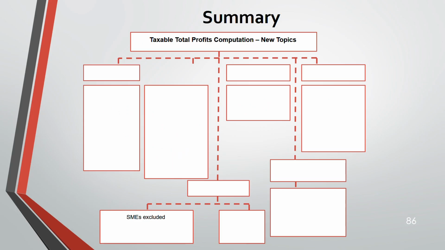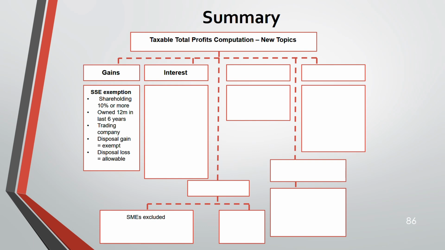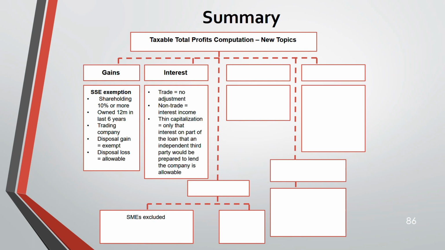Now, the summary of this lecture. TTP computation, the gains; the new thing is the SSE exemption. That is, if you have a shareholding of 10% or more, owned for 12 months in the last 6 years, and it's a trading company, the disposal gain is exempt. Disposal loss is allowable. Interest: if trade, no adjustment, and if it's non-trade, it's interest income. And thin capitalization: only the interest on the part of the loan that an independent third party would lend you is allowable. Excess not allowable.